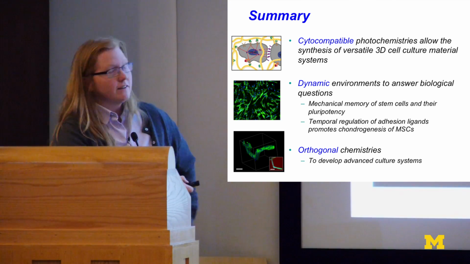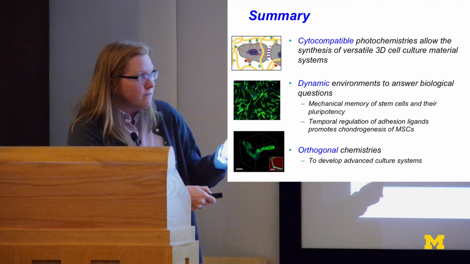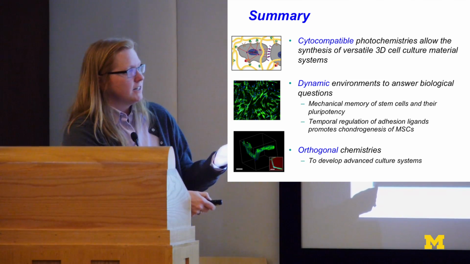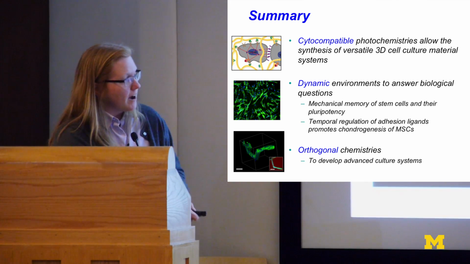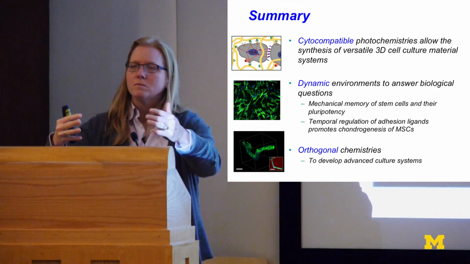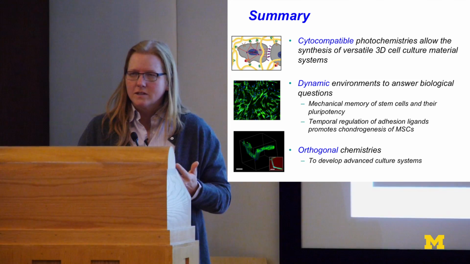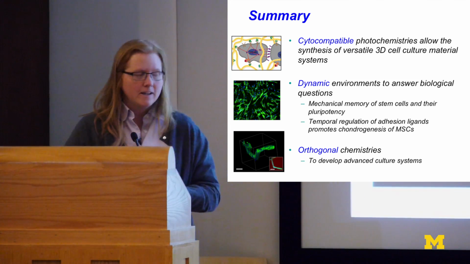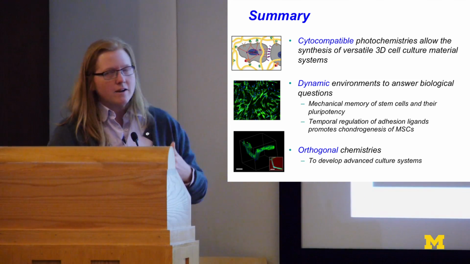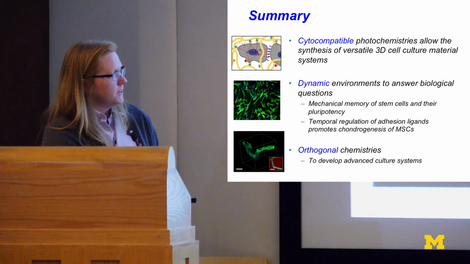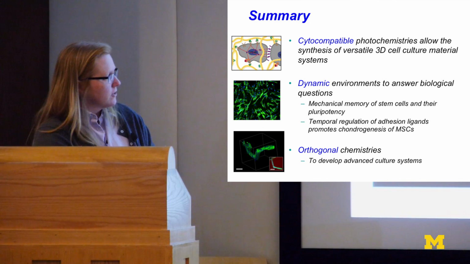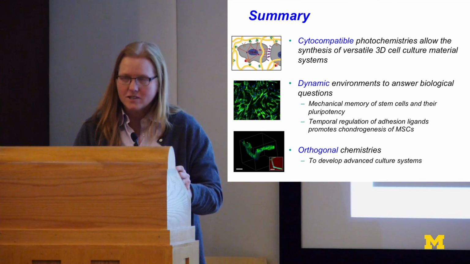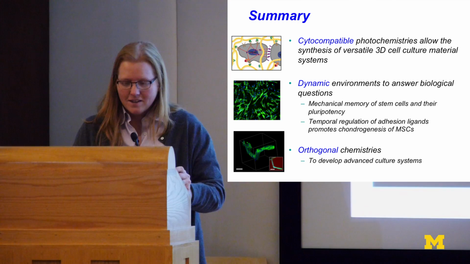How temporal regulations of signals could influence the ability to differentiate cells and to enrich a population of chondrocytes. Orthogonal chemistries, being able to do multiple sequences. Cells get multiple signals that are involved in wound healing and as a stem cell migrates from its niche to repair a tissue. And orthogonal chemistries are helping us begin to develop advanced culture systems and answer more sophisticated questions.